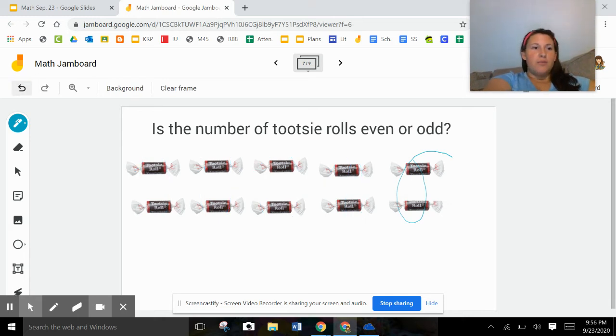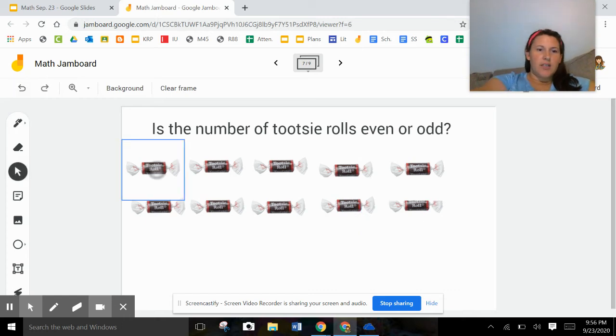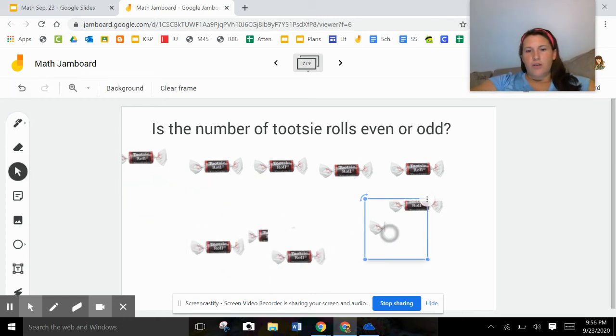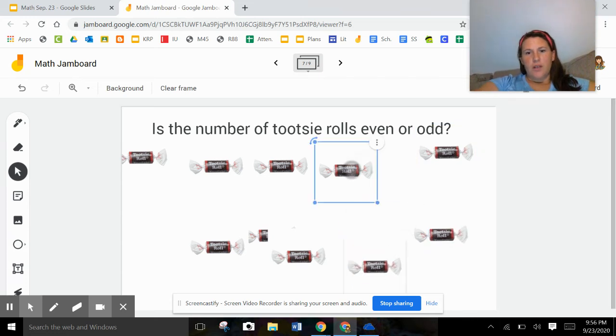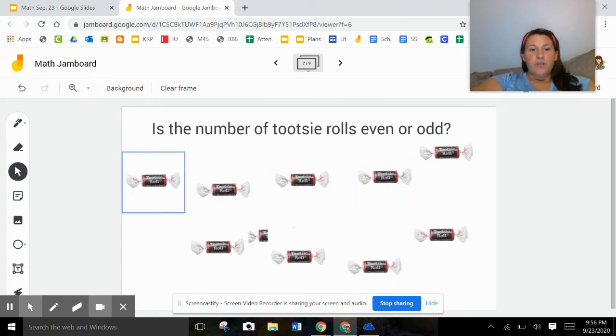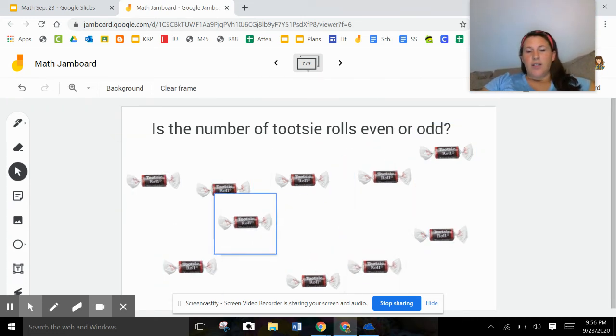If you just have random objects scattered all over the page, like there was on here before Miss Acton moved these Tootsie Rolls around, it doesn't matter. If each one of them has a buddy, a pal, somebody to call their friend, and nobody's an odd man out, it is an even number.